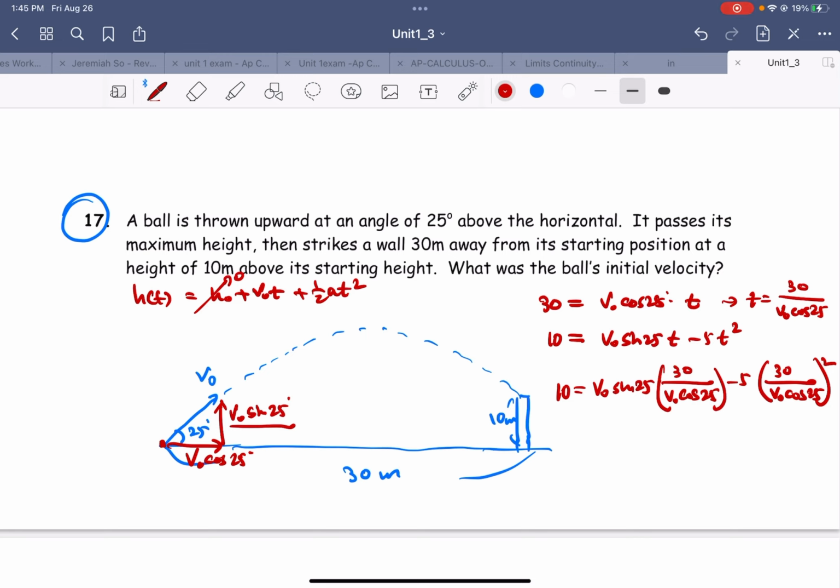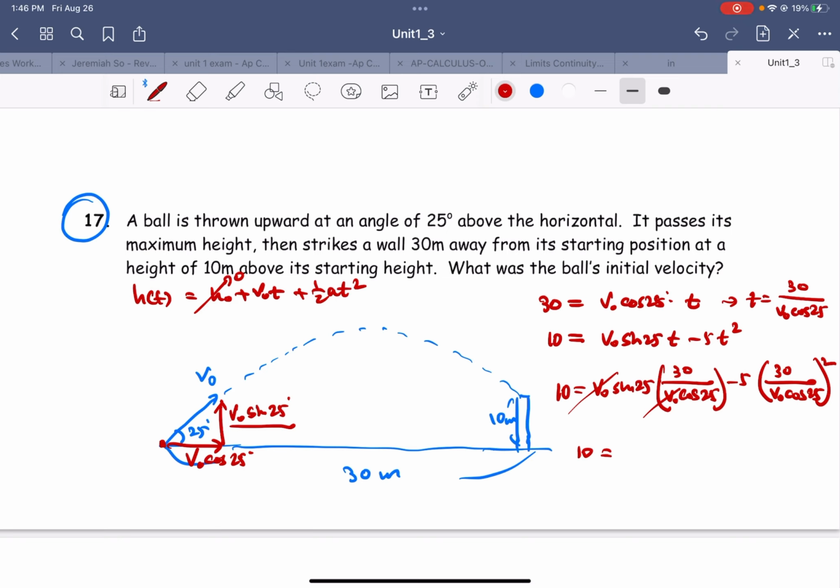So now this v naught cancels out. So 10 equals, let's say, sine 25. Make sure your mode is in degree mode. Okay, so sine of 25, that times 30, and divide by cosine 25.